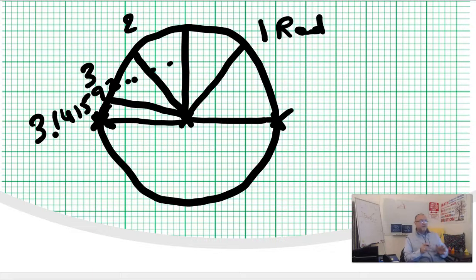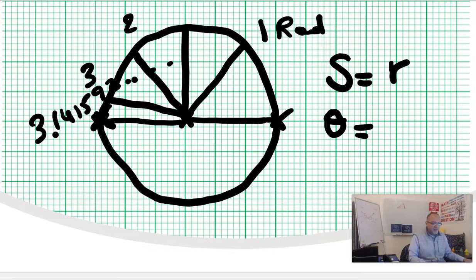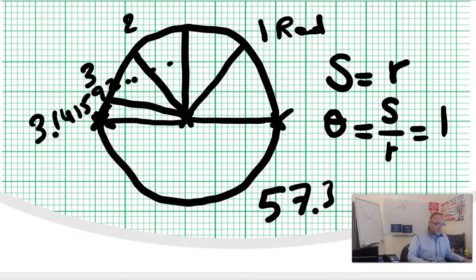In order for you to go from one end of the diameter chord to the other end, you need more than that 3 new measurement that they came up with. This new measurement is where S equals R, and in that situation theta, the central angle of a sector, equals S divided by R equals 1. And this is your radian, okay? And this happens at 57.32 degrees.